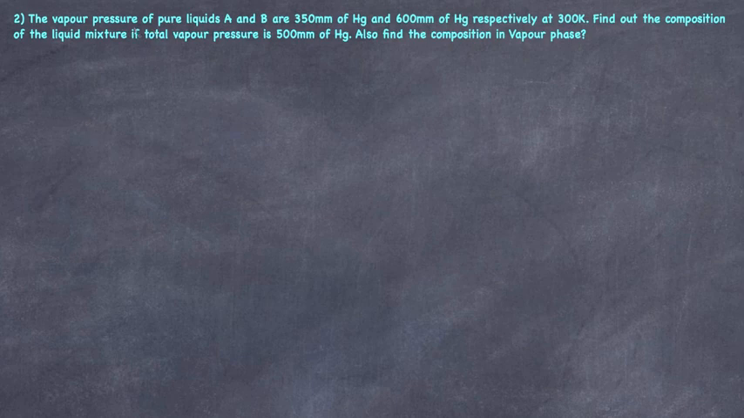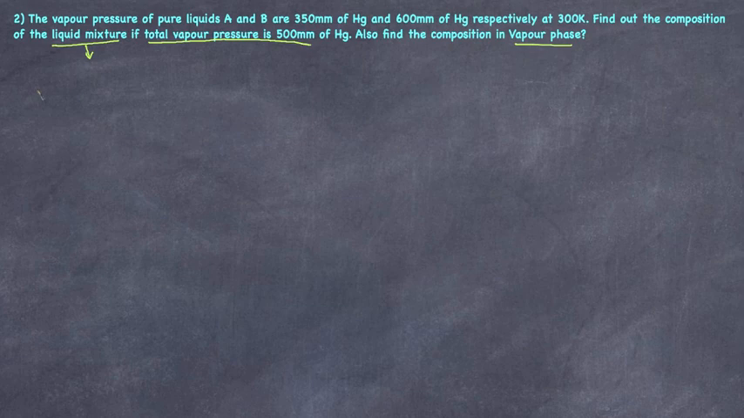The second problem says the vapor pressures of pure liquids A and B are 350 millimeter of mercury and 600 millimeter of mercury respectively at 300 Kelvin. Find out the composition of a liquid mixture if the total vapor pressure is given. They are asking us to find the composition of the liquid mixture, which is basically the mole fraction, and also the composition of the vapor phase, which is again the mole fraction of the component in the vapor phase. So let's solve this problem.